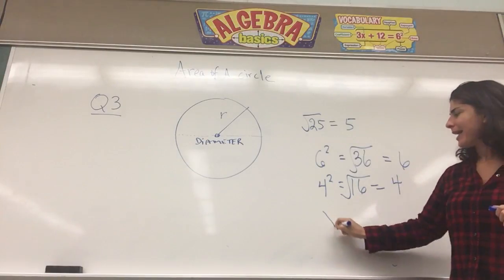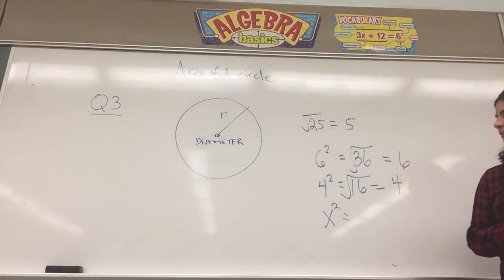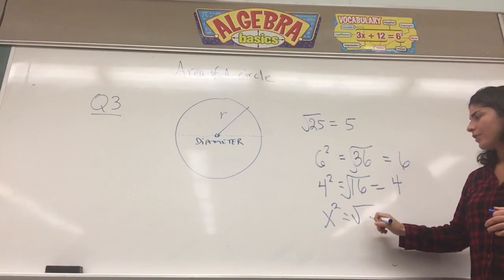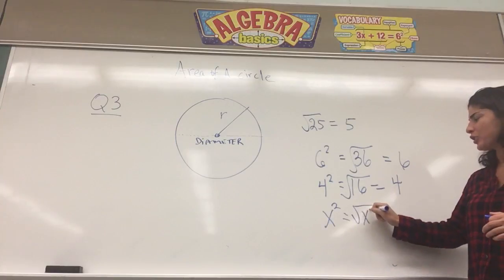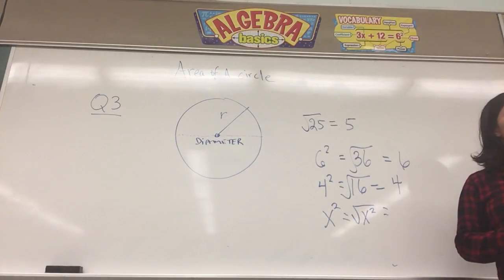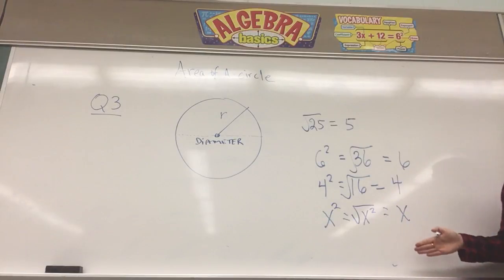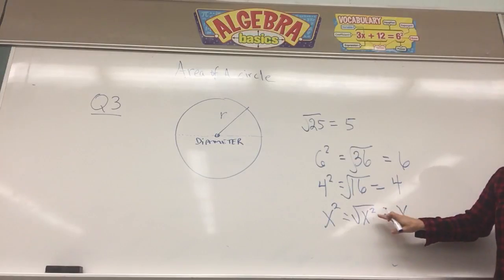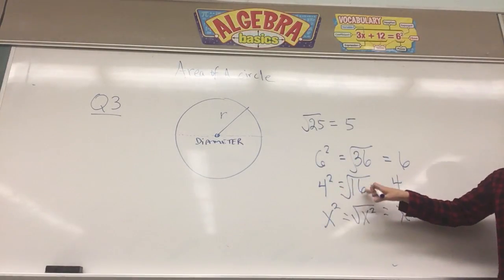So if I say x squared, what's the square root of x squared equal to? X. Very good. Which is what you guys have been saying right here. You've been saying that the square root of x squared is x. The square root of 4 squared is 4, and the square root of 16 is 4.